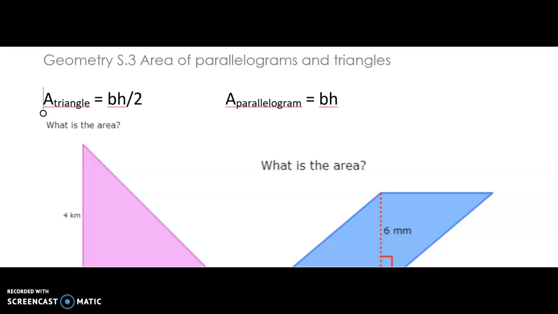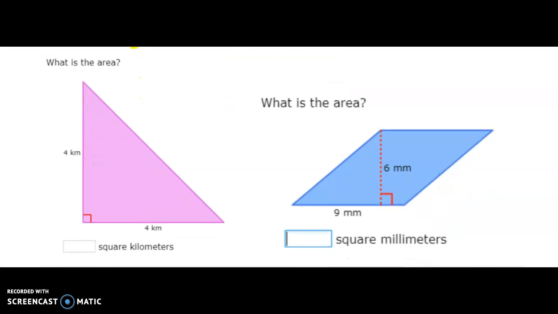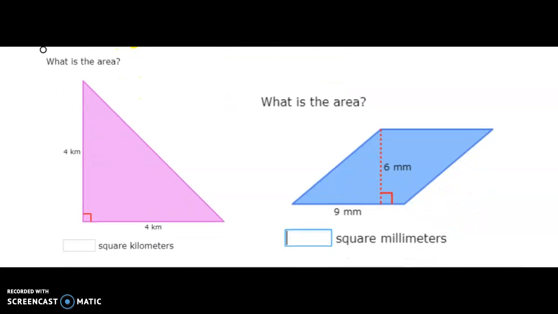Today we're doing parallelograms and triangles. A parallelogram is a leaning rectangle, so it's just base times height, same thing as everything else. And then the triangle is half of a rectangle, so you do base times height and then you divide by 2. Okay, so what is the area of this triangle?